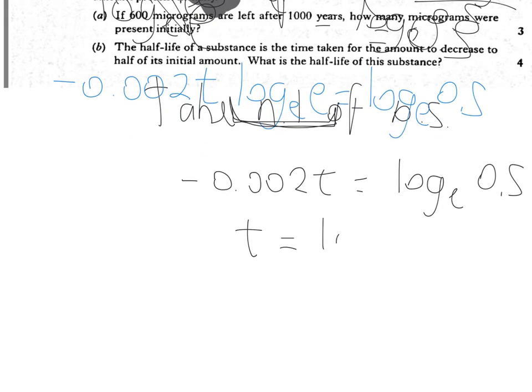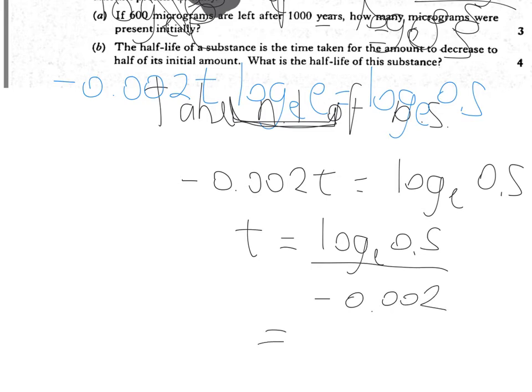t is then equal to log to the base e of 0.5 divided by minus 0.002. Now in the calculator, log to the base e is given by the ln button, so it's ln 0.5 divided by minus 0.002, and that will give me 346.6 years, and that is the answer for the half-life.